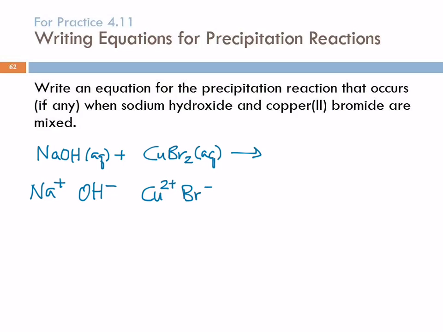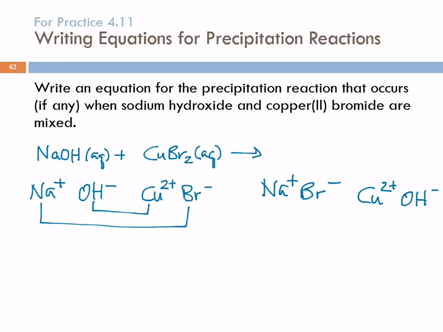Now what do we do? Swap partners. So we're going to take these two inside together and the two outside and rewrite them. So sodium and bromide and copper 2 and hydroxide. Before we go to the trouble of putting them together, let's check the solubility. So sodium bromide, is that soluble? Yes. Lithium, sodium, potassium, ammonium, always soluble. So this one's going to be aqueous. What about copper hydroxide? Hydroxide is in the bottom where it says mostly insoluble with exceptions. If we look at the exceptions, copper 2 is not one of them. So this is an insoluble compound.